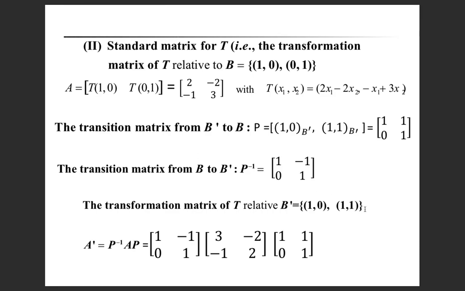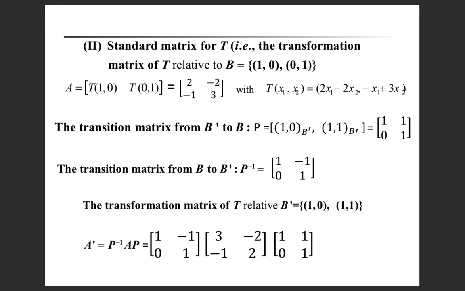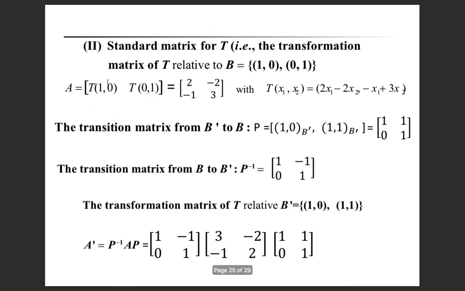This is the given basis set. A dash is equal to P inverse A P. P inverse we have calculated as 1, minus 1, 0, 1. A we have calculated as 3, minus 2, minus 1, 2 here, and P is 1, 1, 0, 1. Multiplying these, we get the result. So we have calculated A dash also.